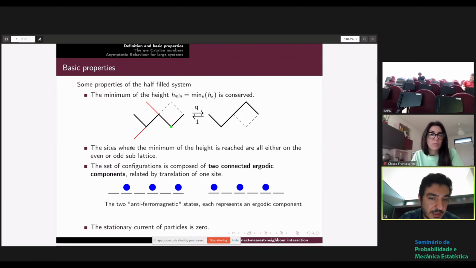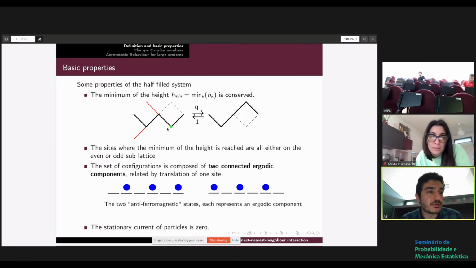First, there's something trivial, which is that all the sides of the lattice where the minimum is reached are either all even or all odd. It means they all have the same parity. This is trivial. Why? Because between 2 minimums, you have the same ups and downs of the height function, which means that there is an even number of lattice sides between 2 minimums. It means that any 2 minimums are either both odd or both even. But what this illustration shows as well is that this parity is conserved.